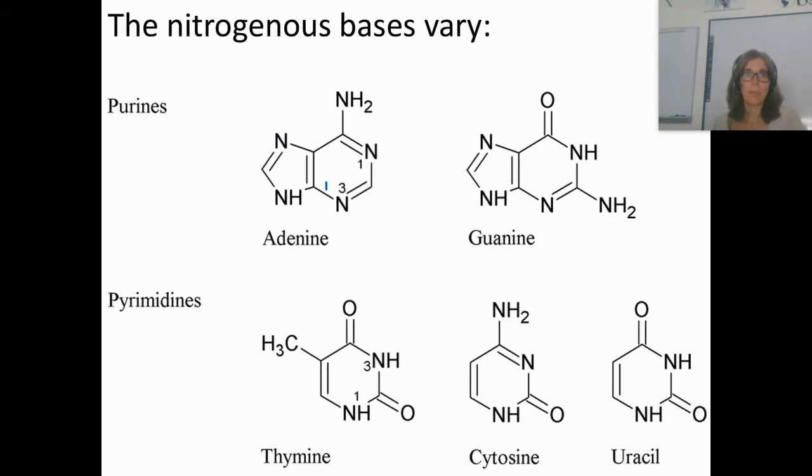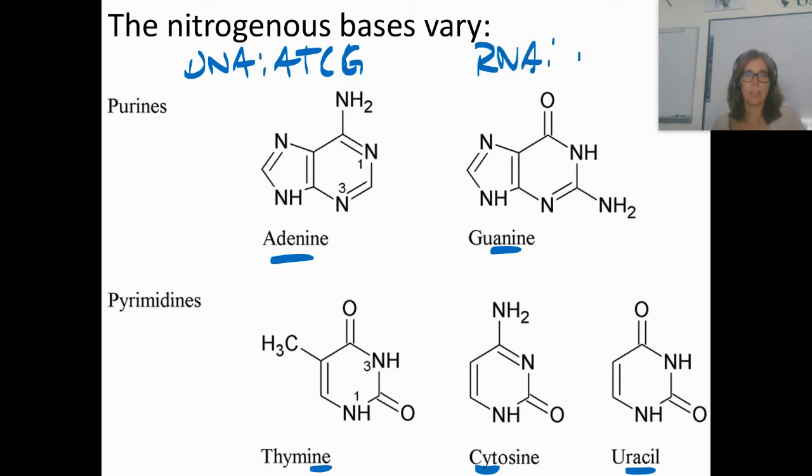So the nitrogenous base varies. In DNA, it's adenine, thymine, cytosine, and guanine. In RNA, you use uracil instead of thymine. So for DNA, the bases are A, T, C, G. For RNA, the bases are almost the same. It's A, U, C, G.